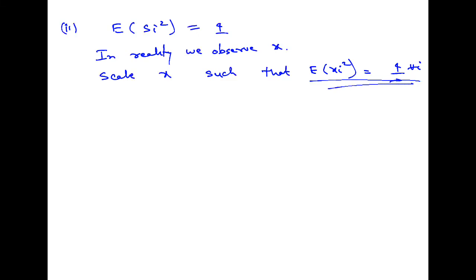We scale X such that E of Xi square equals 1, or variance of Xi equals 1 for all i, and that's also for convenience. That's also not a problem because we can absorb that in the matrix A. So we know that X is equal to A times S.